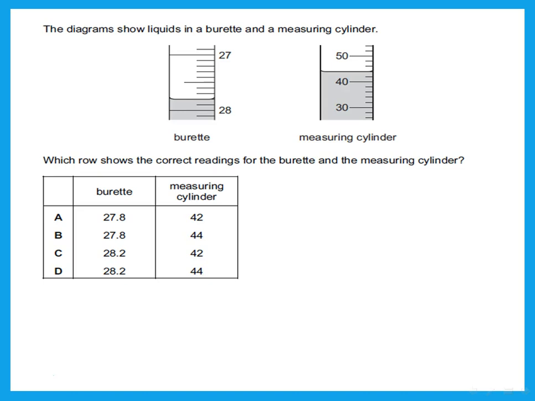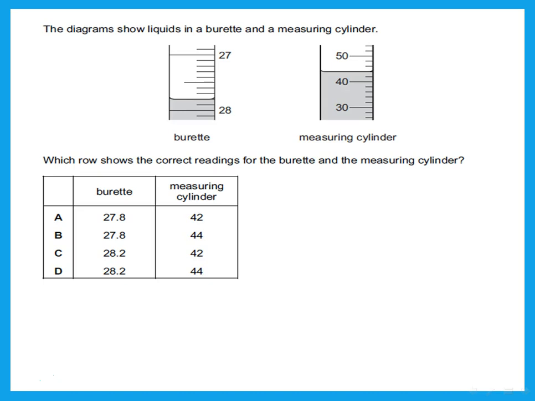Okay, here he's comparing reading a burette with reading a measuring cylinder. We read either of them from the small number to the big number. So the burette, for example, we're going to read it, it is 27 point something. So that is 27.8. Can you see that?